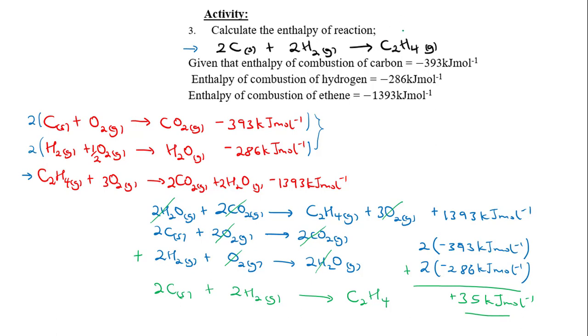So the enthalpy of the reaction is 35 kilojoules per mole. We shall have to put the plus sign to show that actually the reaction is endothermic. That's how we can apply Hess's law of heat summation to find the enthalpy of this reaction.